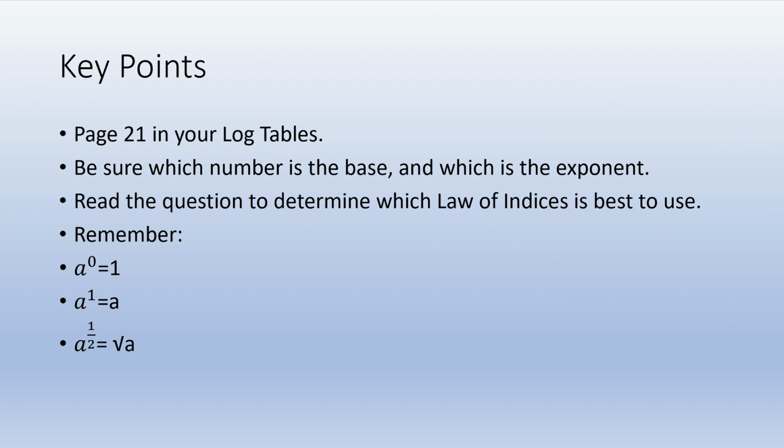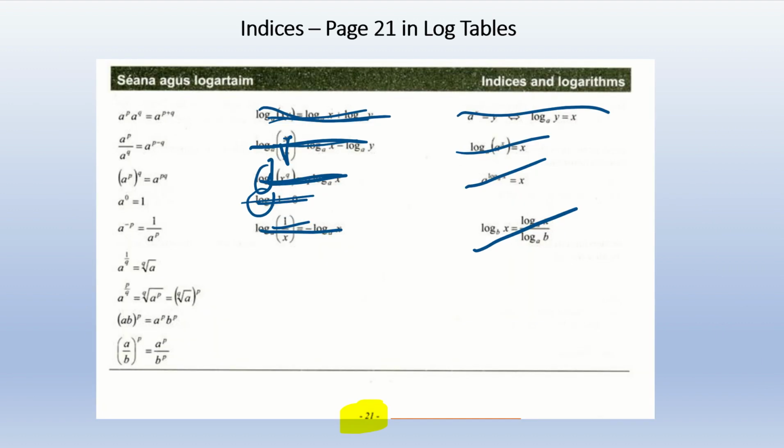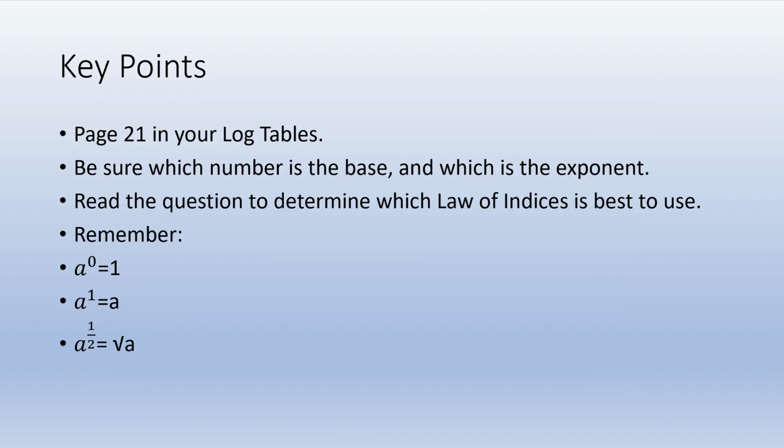Page 21 in your log tables. That's it there. The left hand side column is really, really important. Be sure which number is the base and which is the exponent, because that'll help you when you're applying your laws of indices. Read the question to determine which law of indices is best to use. So if you have a division sign, or sorry, a fraction in your question, make sure you're taking away the powers, etc. And the 3 here that'll help you out, I suppose, just straight off the bat, is that a to the power of 0 is 1, a to the power of 1 is a, and a to the power of a half is the square root of a. And I'll just put the little hat on there.